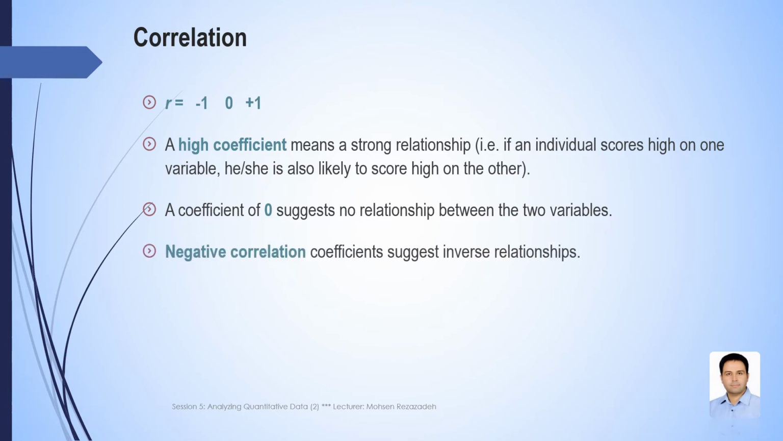And negative correlation coefficients suggest inverse relationship. For example, the number of days students miss school is likely to have a negative correlation with their overall school achievement. That is, the higher the number of days students miss school, the lower their, for example, GPA, their grade point average.